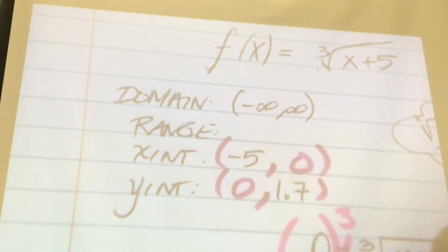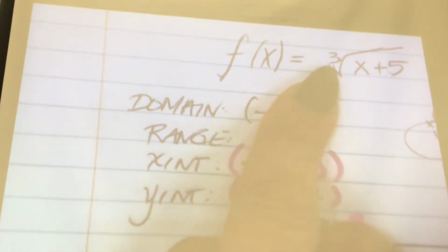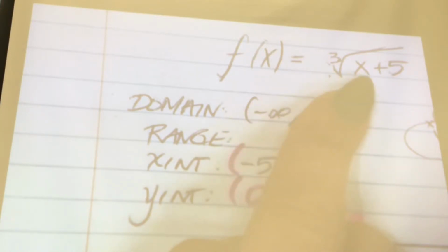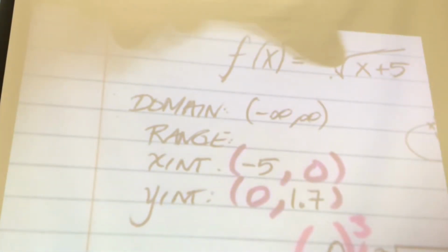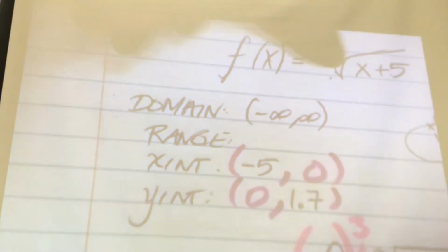Everybody with me? Now on tomorrow's quiz on the opener, I'm pretty sure I have a square root here. Is your answer going to be different? Yes, because it's not allowed to be negative. Let's say this said square root. What would make this negative? Negative 5. Very good. Anything below negative 5 is not okay.